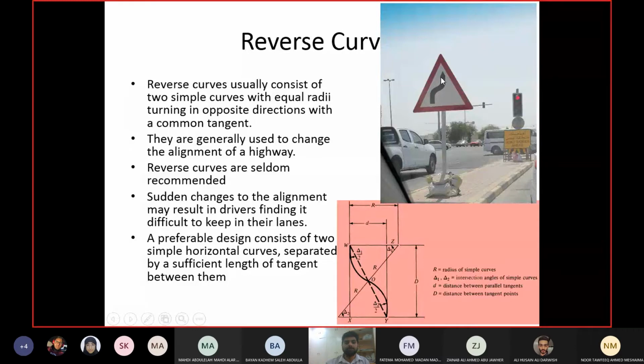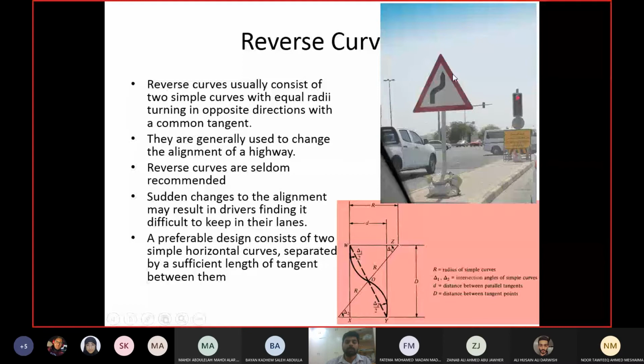So this is a reverse curve, and you can see a warning sign there. Now reverse curves are considered very dangerous, so they are very rarely provided. Like in this case, you had to provide a reverse curve because of the construction activity. Otherwise, you will avoid providing a reverse curve, especially at these highways which are high-speed roads. Wherever reverse curves are provided, you will see a warning sign like this. In Bahrain, this is the standard sign for reverse curve. So whenever there is a reverse curve provided, a warning sign should be provided.